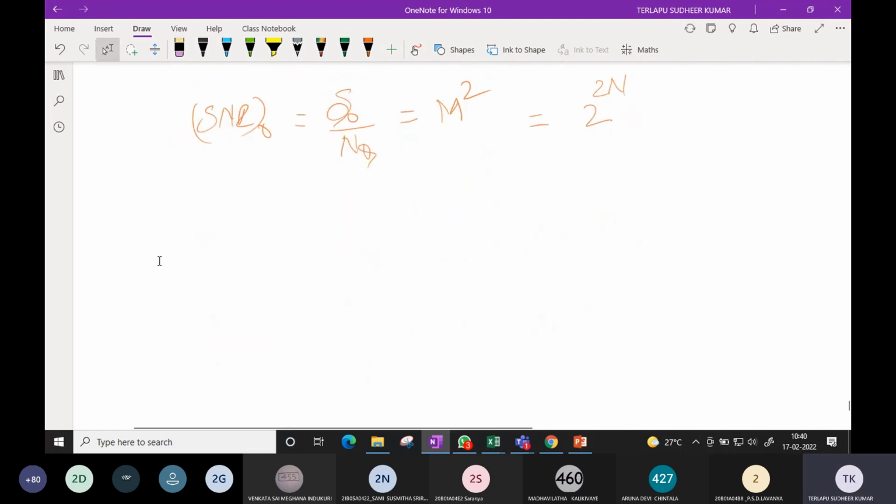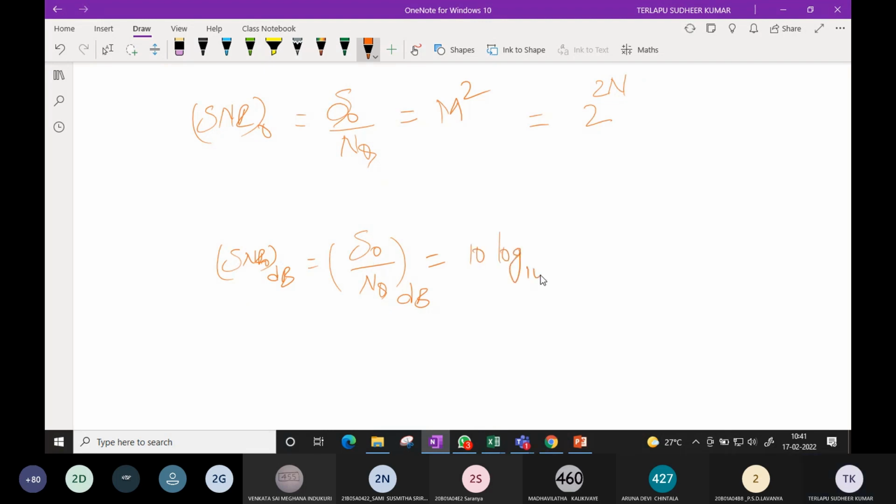So if I want to express this SNR output in dB, S naught by NQ in terms of decibels, it can be expressed as signal power by noise power. In terms of power we are speaking, therefore 10 log 10 M square, that is 10 log 10 2 power 2n. So it can be written as 10 log 10 2 square whole power n. So n will come to the front.